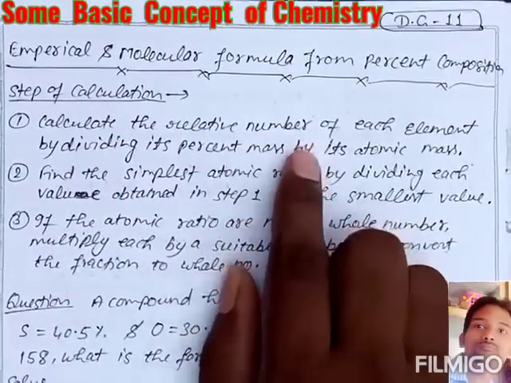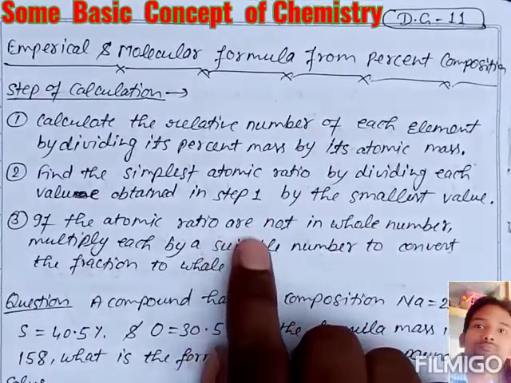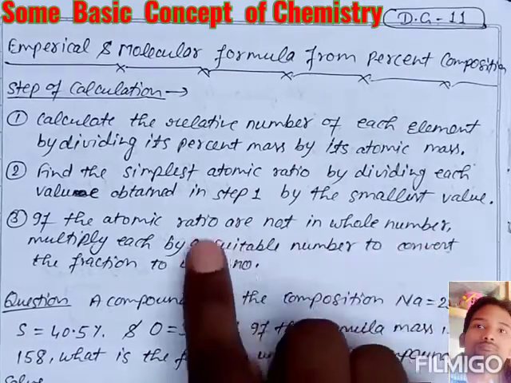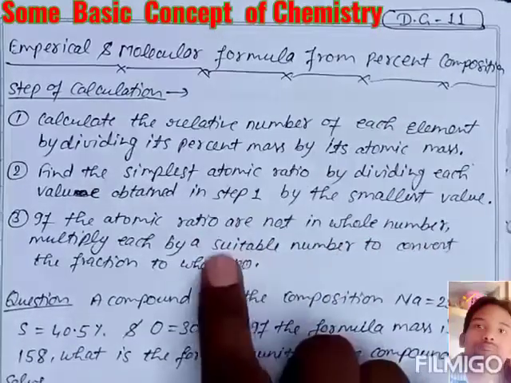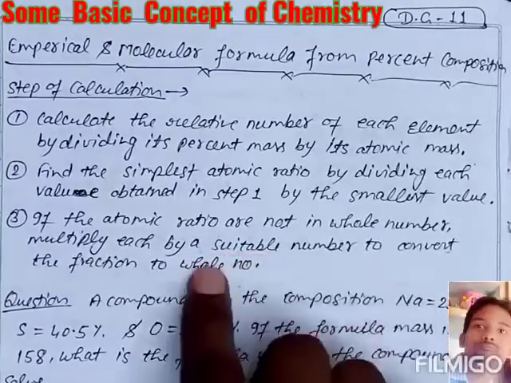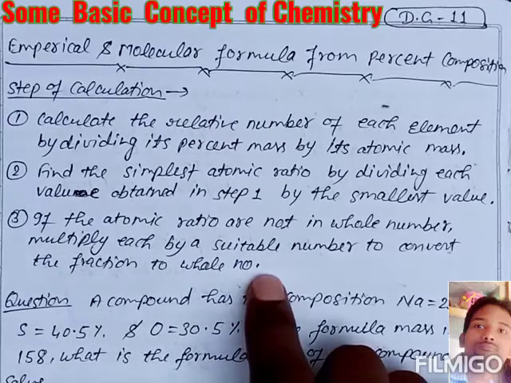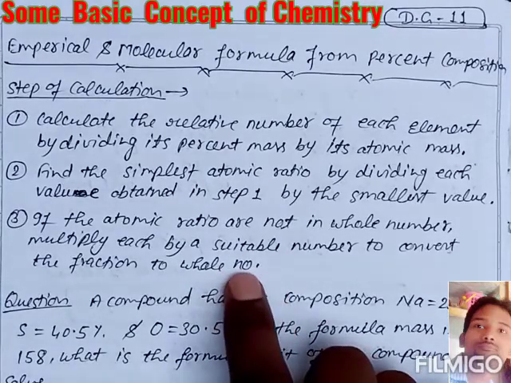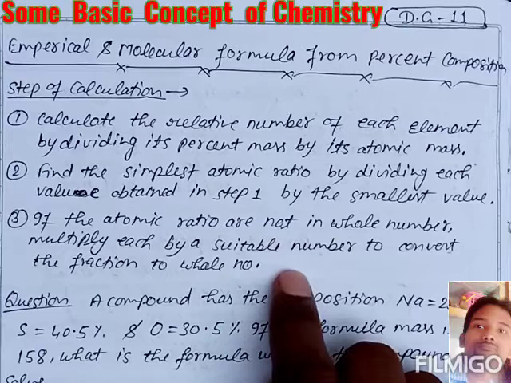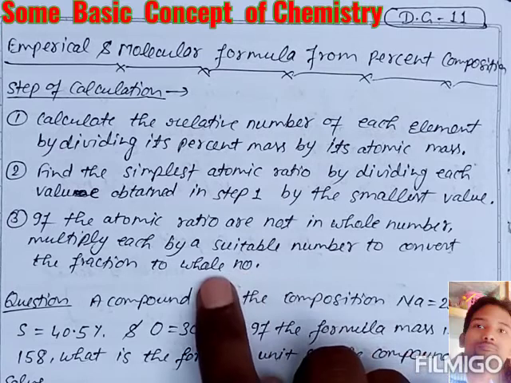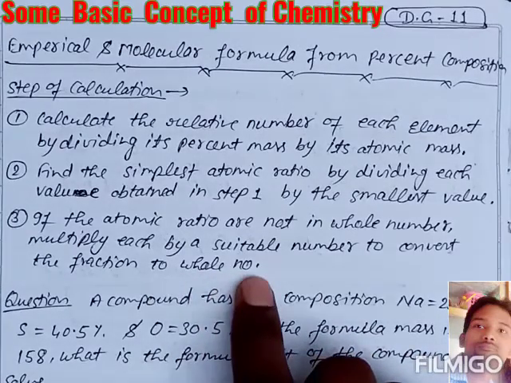Now third: if the atomic ratios are not whole numbers, multiply each by a suitable number to convert the fraction to a whole number. If the result comes out as a fraction, then you will change it to a whole number by multiplying by a suitable number. So it must be converted from fractional to whole number.